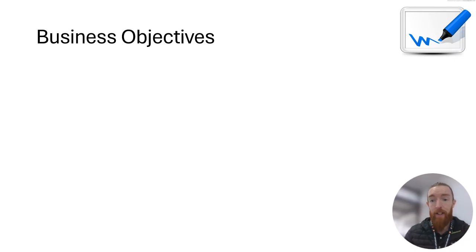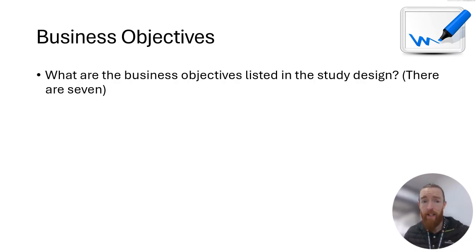Next up, we've got our second key knowledge dot point, which is our business objectives. So what are they? We've got 7. Hopefully you can think of some. Pause it now. Try and think of some. Go on, I dare you.